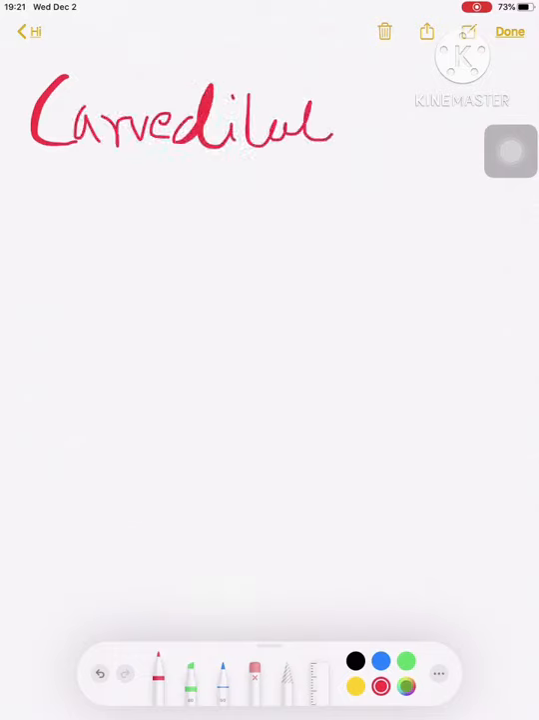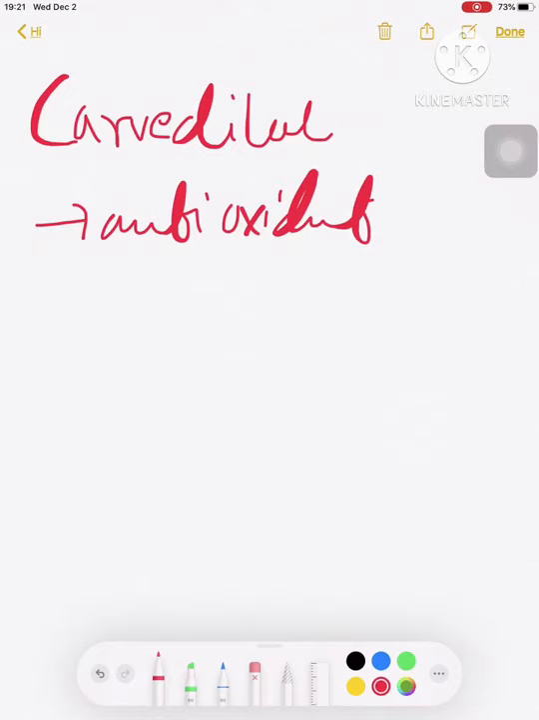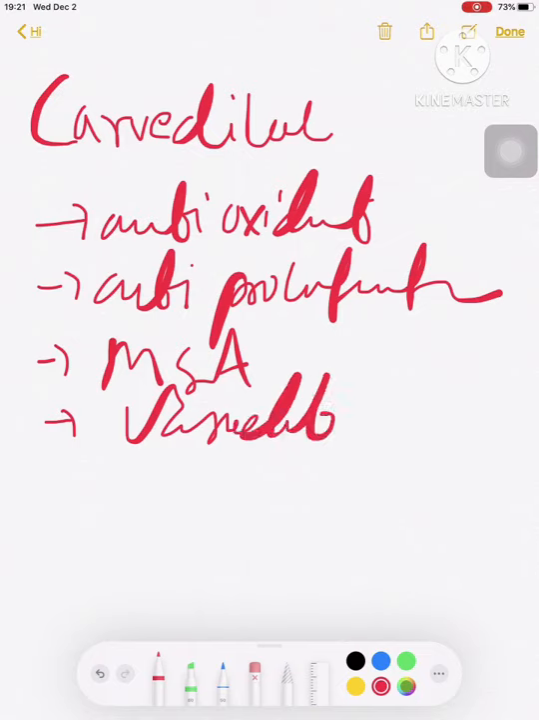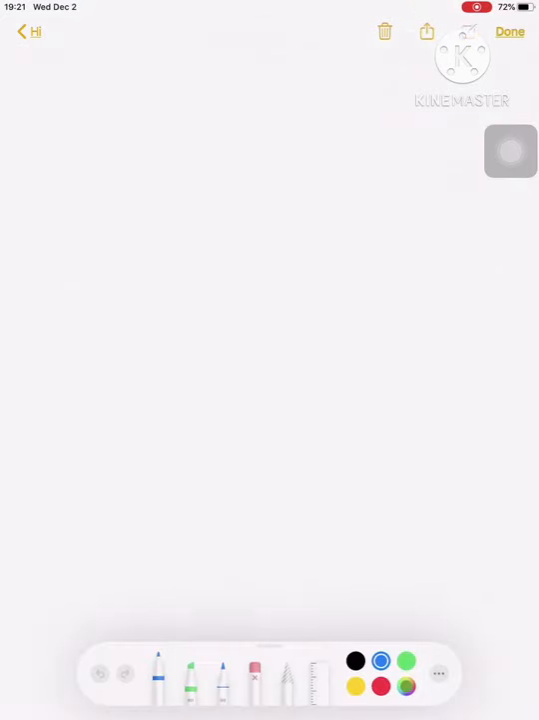Carvedilol has antioxidant, anti-proliferative, membrane stabilizing, and vasodilatory properties. Thus it is cardioprotective on long-term use, and it decreases mortality in patients with congestive cardiac failure. Next we'll discuss the drug interactions of these beta blockers.